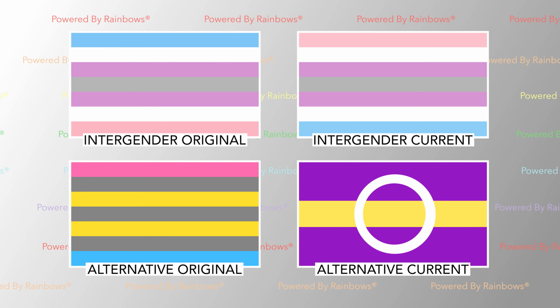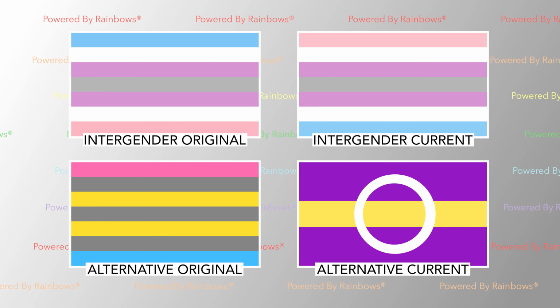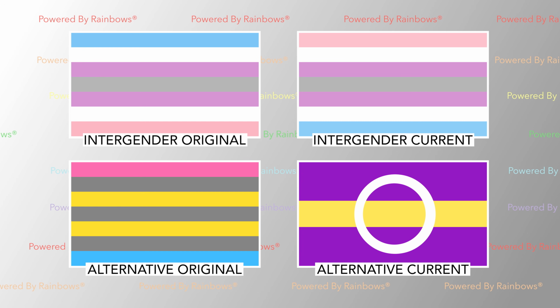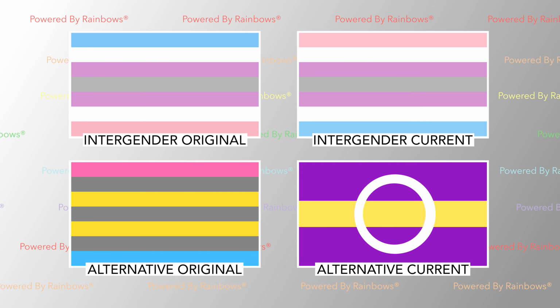The next 4 flags, intergender original, intergender original alternative, intergender current, and intergender alternative, are used to describe a gender experience that falls outside of the traditional male or female binary. Maverick refers to someone whose gender identity is completely independent of male, female, masculine, feminine, or any neutral or derived gender expressions. Multigender is for those who experience 2 or more gender identities at the same time.